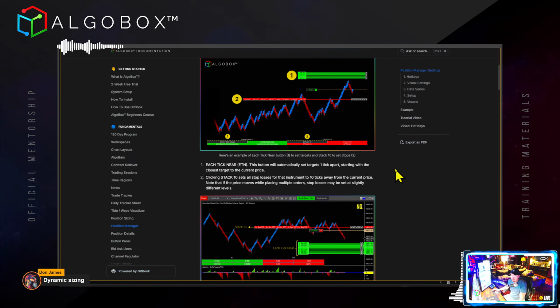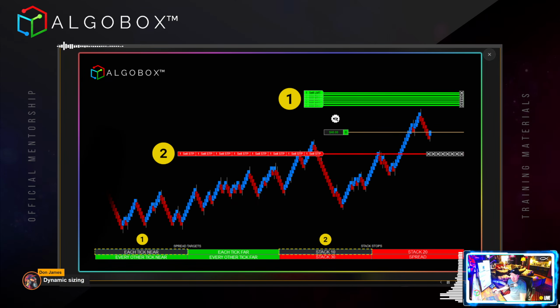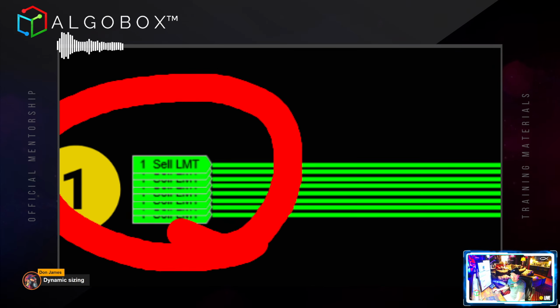Same thing with the every other tick near, etc. Actually, no, that's where they're currently located. Forget what I just said. Each tick near, this button will automatically set ticks one tick apart, starting with the closest target to the current price. What does that mean? It basically means I'm going to stack all your targets together like this, one tick apart.